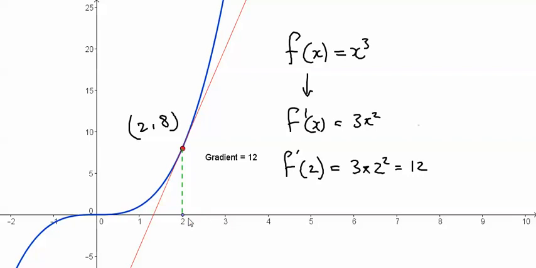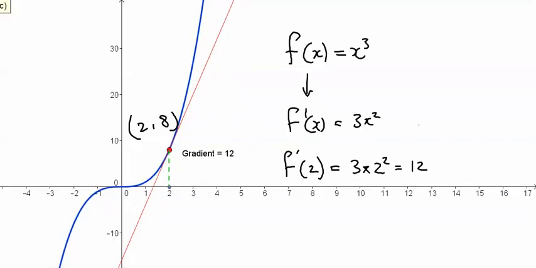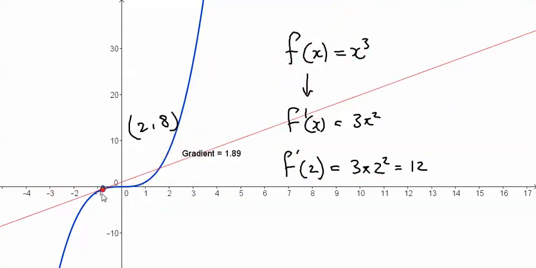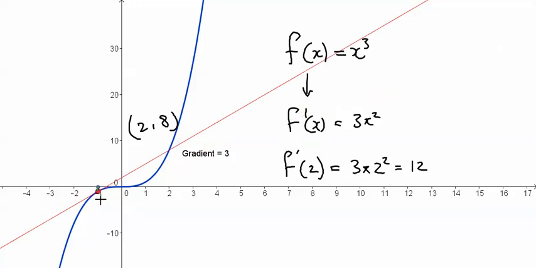Alright, I want to work out the gradient at minus 1. So let me move the point to minus 1. There we go, minus 1, there it is. So we should get a value of 3. But does the derivative function give us 3 as well? So let's work out f dash of minus 1. That'll be 3 times minus 1 squared. Minus 1 squared is just 1, and 3 times 1 is 3.